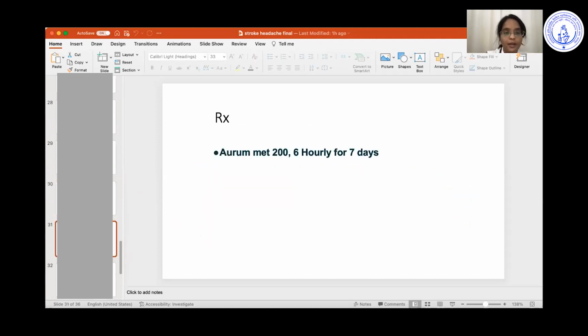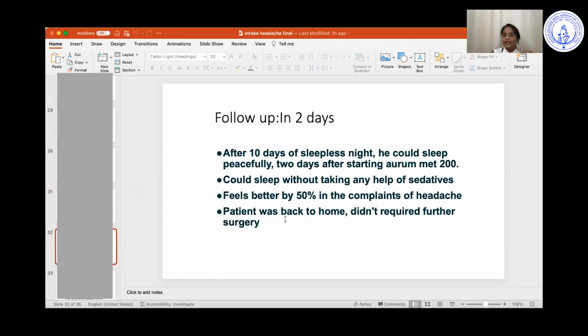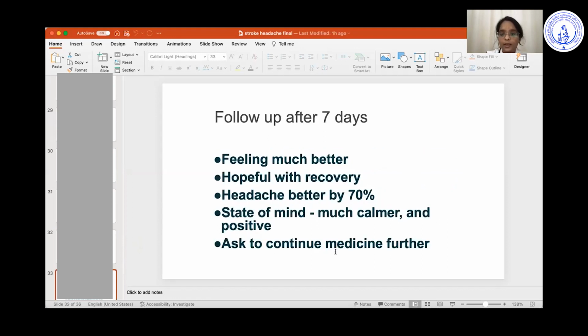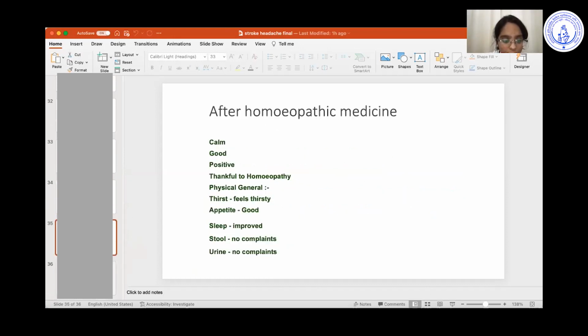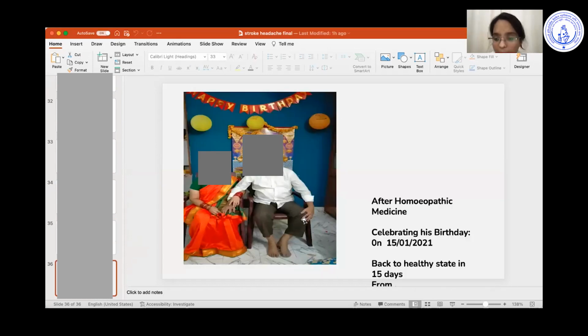The remedy given was Aurum met 200, 6 hourly for 7 days, and you can see the follow-up after 10 days: sleeplessness at night, he could feel much better. He was 50% better in the first follow-up, then 70% better, and then 90% better. In December he got this stroke, and you can see that he celebrated his birthday on January 15th. You can see that he was back.